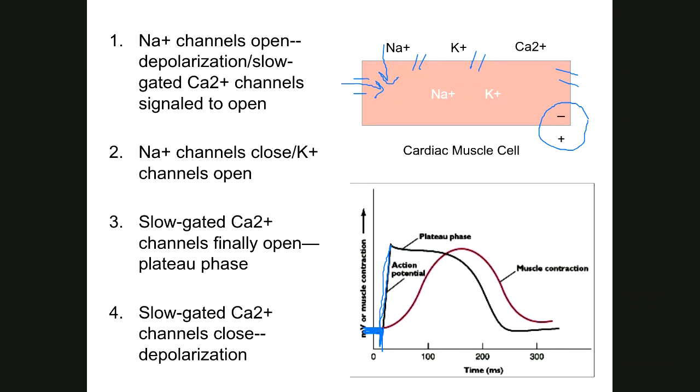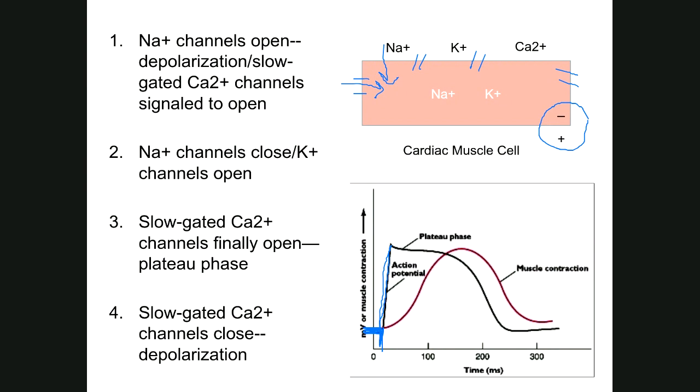The calcium channels that are also found in cardiac muscle cell membranes are known as slow-gated. These slow-gated channels get the signal to open at the same time as the sodium channels. The sodium channels, upon getting that signal, just pop open and start letting sodium rush in. The calcium channels are much slower. Once they receive that signal to open, they start to very, very slowly open.